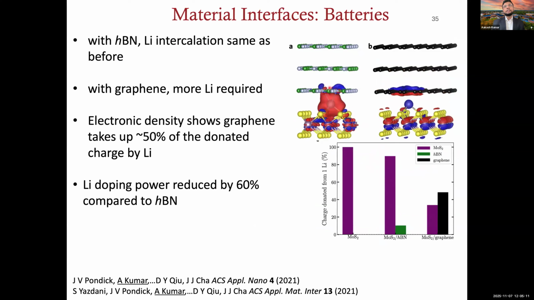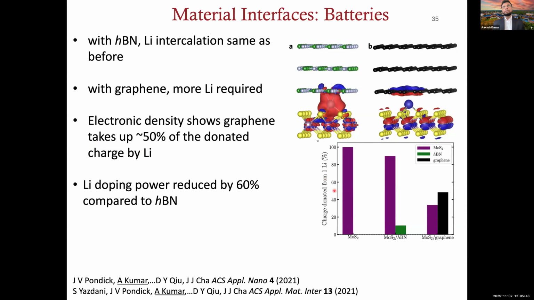We were able to compute the charge density. This is what I'm showing for boron nitride as well as for graphene, and you can see that in the graphene case, the charge density is lying more on graphene, which means it takes up the charge that lithium would have earlier donated to MoS2 to lead to this 2H to 1T phase change. Whereas boron nitride is very well behaved. It doesn't really take up that charge, so it's available to lithium, and it can lead to that phase change. That's what is highlighted here.